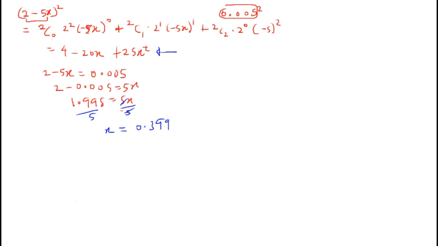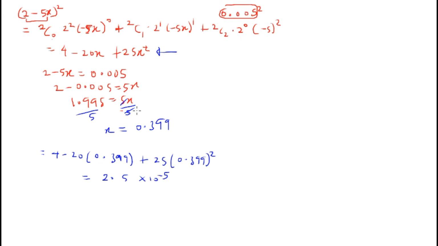So if x is equal to this, then we need to substitute that value of x into this, so that we will now have something of this nature: 4 minus 20 into 0.399, plus 25 into 0.399 squared. If you do this correctly on your calculator, you should have something of this nature: 2.5 multiplied by 10 raised to the power minus 5.